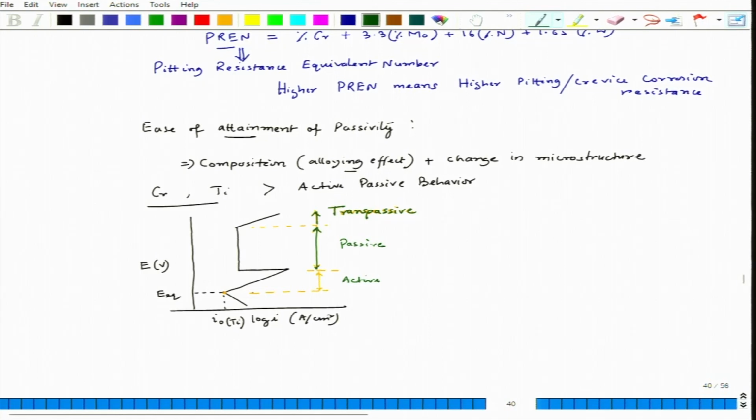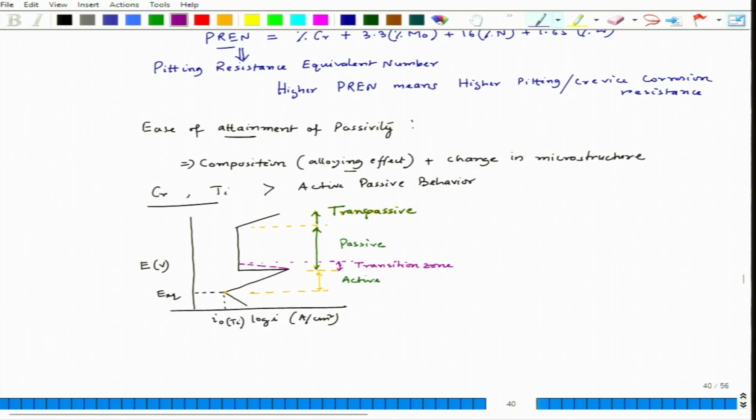In fact, in this particular zone, there could be a possibility of a slant line. This slant line is possible. So then there could be one more zone. From here to there is basically a transition zone, from active to passive.